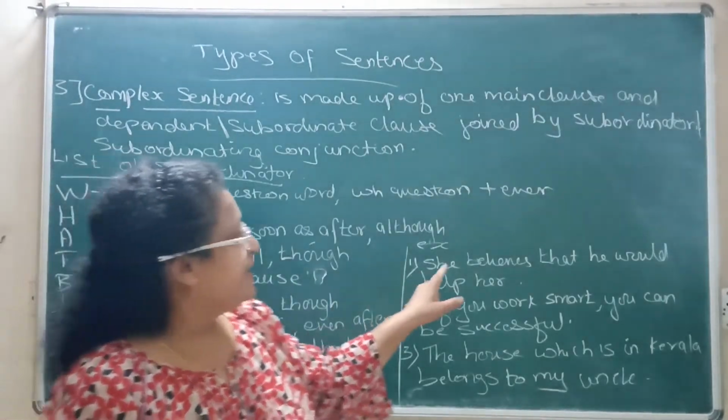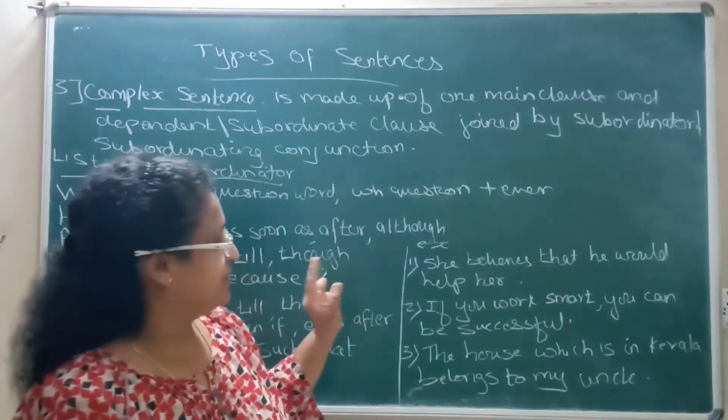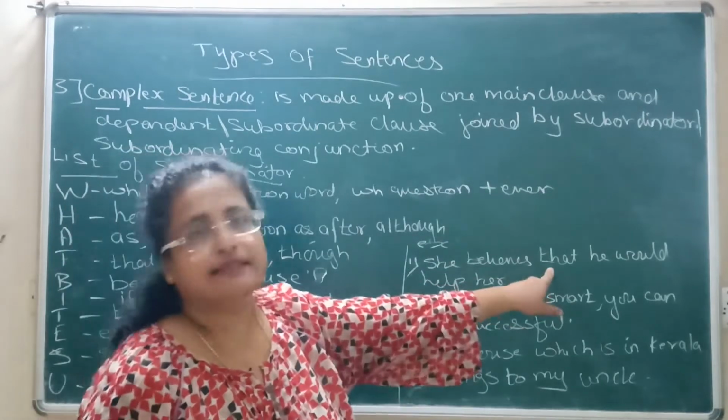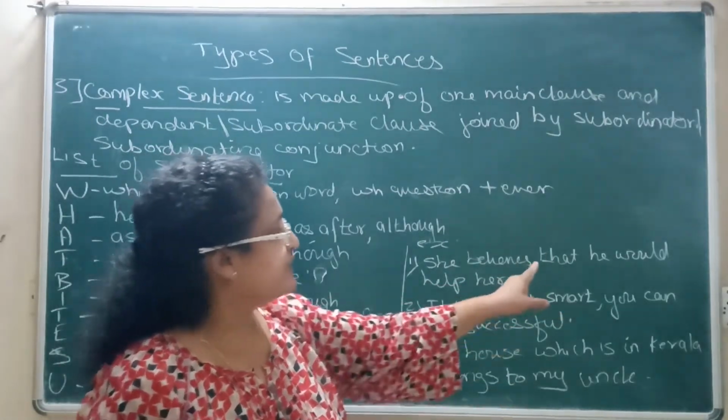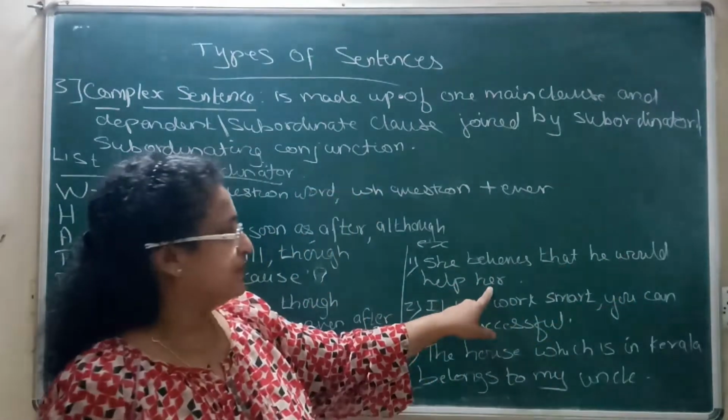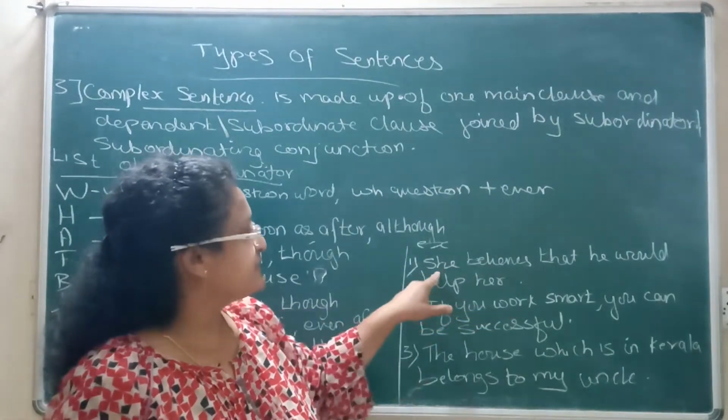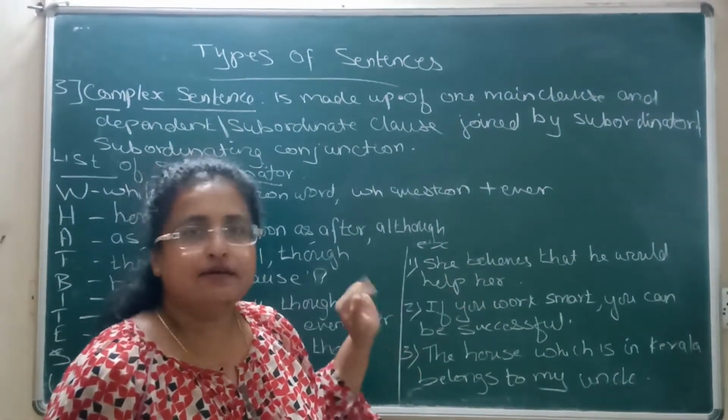See now, she believes that he would help her. Now what is the subordinator in this sentence? That. So what is the subordinate clause? That he would help her. So this is the subordinate clause. The rest of the sentence, she believes, that's the main clause.